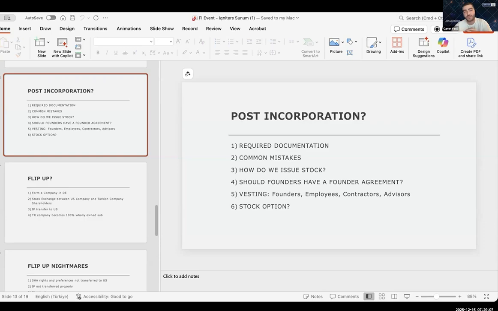But after the formation, there is something we call post incorporation, which is actually what we talked about in the last 20 minutes. It is when you prepare your corporate governance documents, you issue shares, you prepare a founders agreement, which we suggest, even a shitty one. You decide vesting of founders and employees. You maybe put in a stock option plan. So this is called post incorporation, and you should have this.